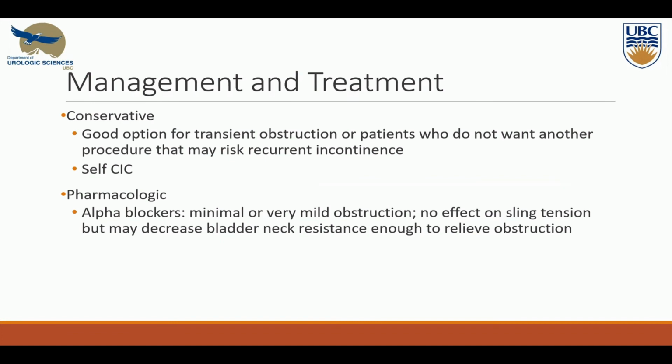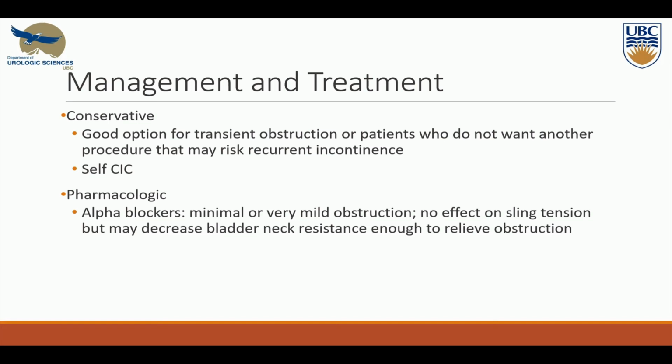In terms of management and treatment, conservative options, essentially clean intermittent catheterization, might be a good option if there's transient obstruction or in patients that don't really want another procedure. Some patients are so happy that they're dry that they may not want to risk releasing or modifying the sling, which may increase their risk of recurrent incontinence.